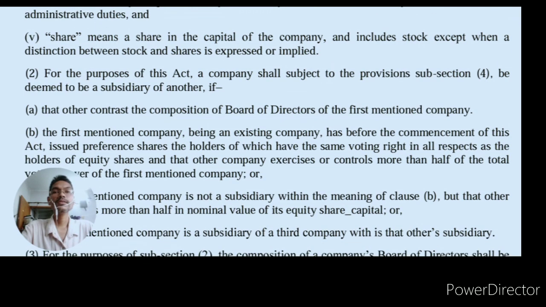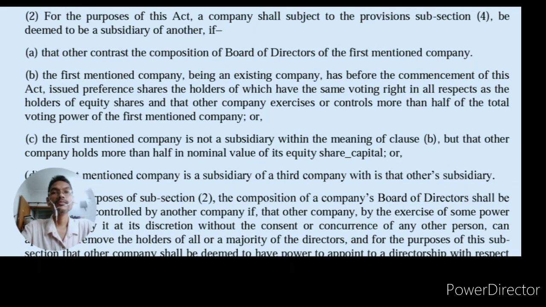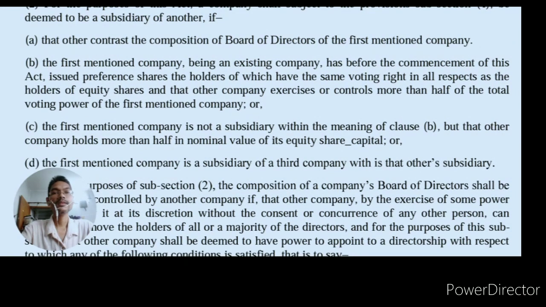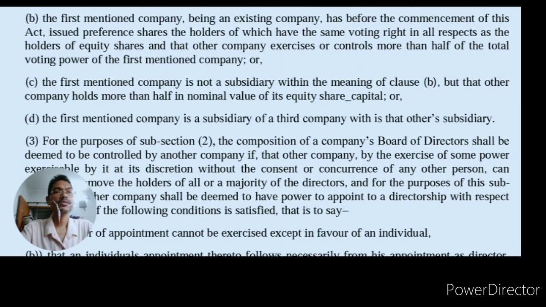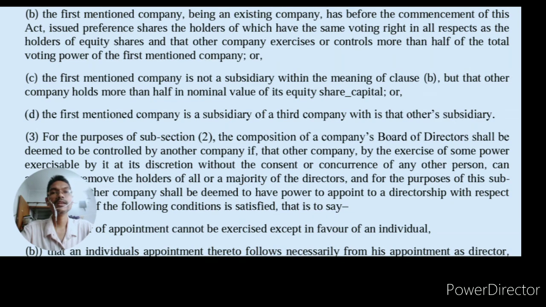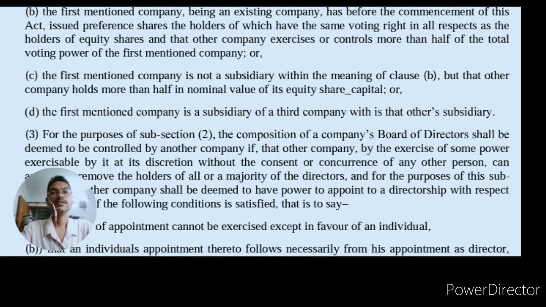2. For the purposes of this Act, a company shall, subject to the provisions of subsection 4, be deemed to be a subsidiary of another if: A. That other controls the composition of the board of directors of the first mentioned company. B. The first mentioned company, being an existing company, has before the commencement of this Act issued preference shares, the holders of which have the same voting rights in all respects as the holders of equity shares, and that other company exercises control over more than half of the total voting power of the first mentioned company.